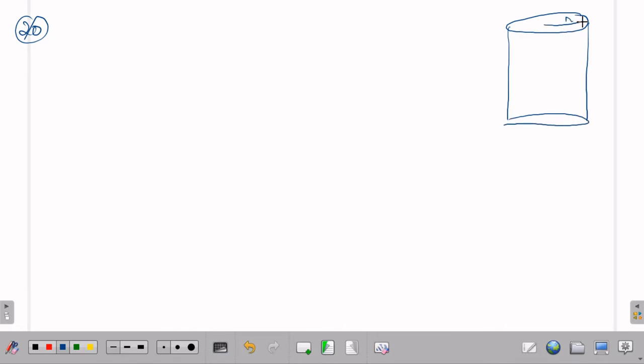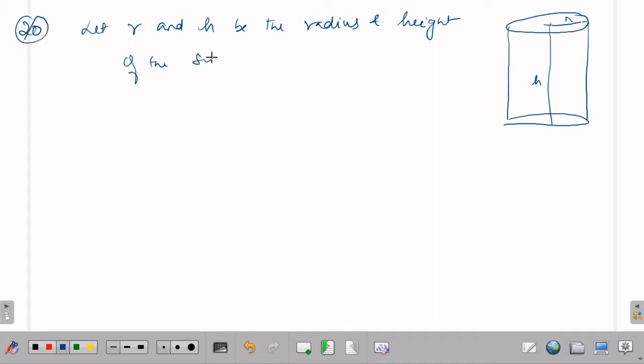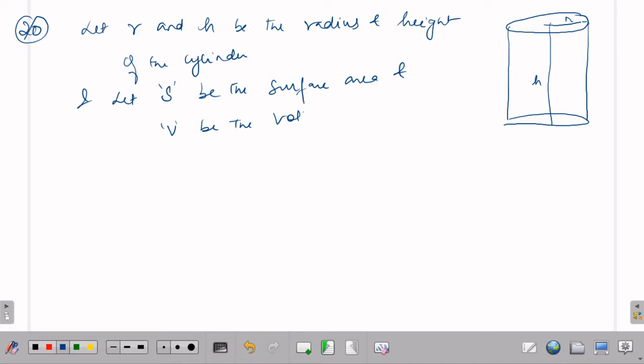So that will be a radius, that will be your height. Okay, now let me just start with: let R and H be the radius and height of the cylinder. Wow, I completely forgot the spelling of cylinder. So that should be nothing more than CYLINDER. Okay, and let S be the surface area and V be the volume.